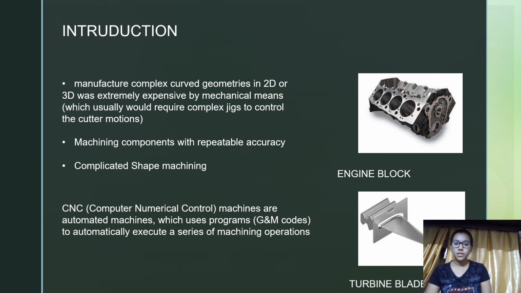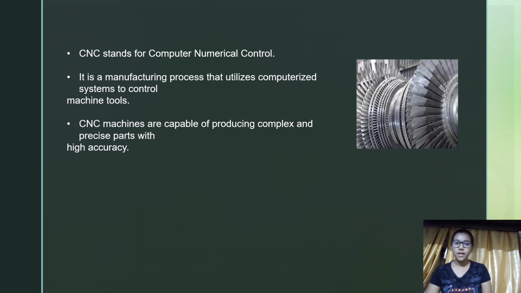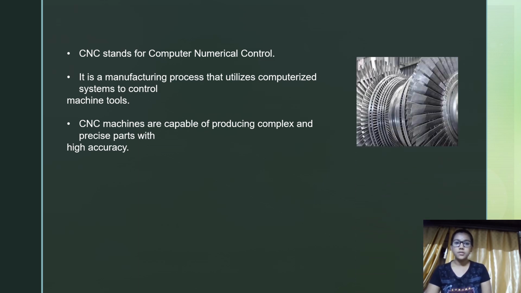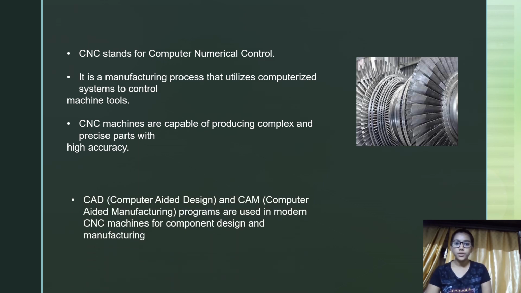Machine components with repeatable accuracy, complicated shape machining. CNC, computer numerical control machines, are automated machines which use programs, G and M codes, to automatically execute a series of machining operations. CNC stands for Computer Numerical Control. It is a manufacturing process that utilizes a computerized system to control machine tools. CNC machines are capable of producing complex shapes with high accuracy.